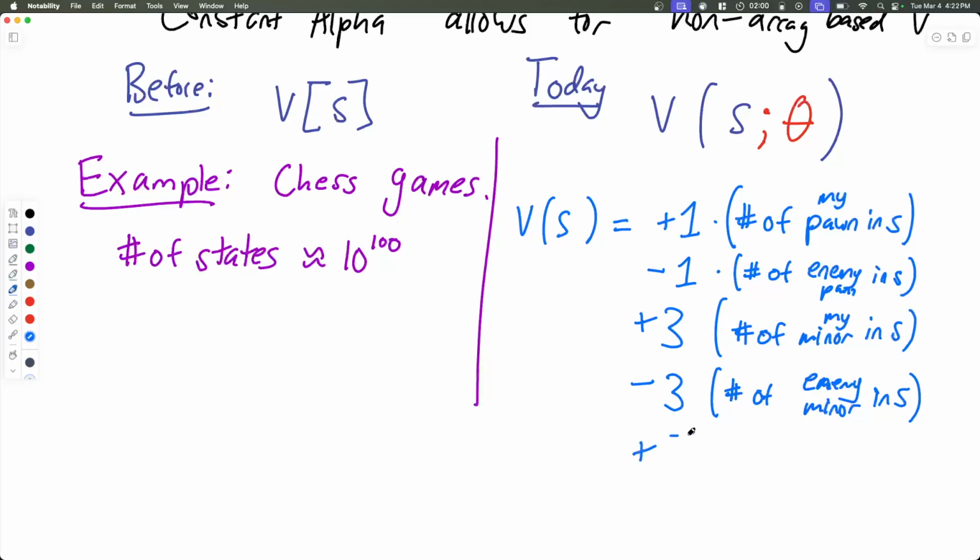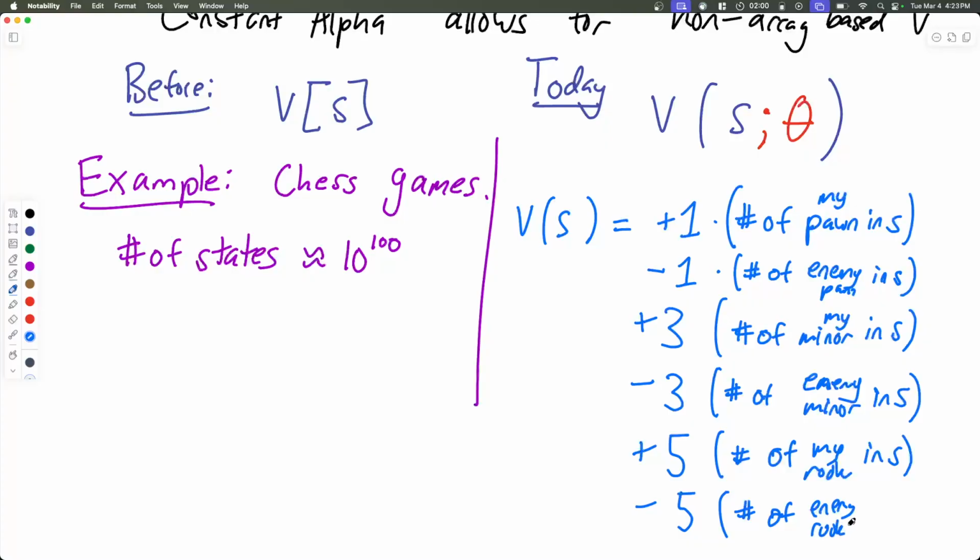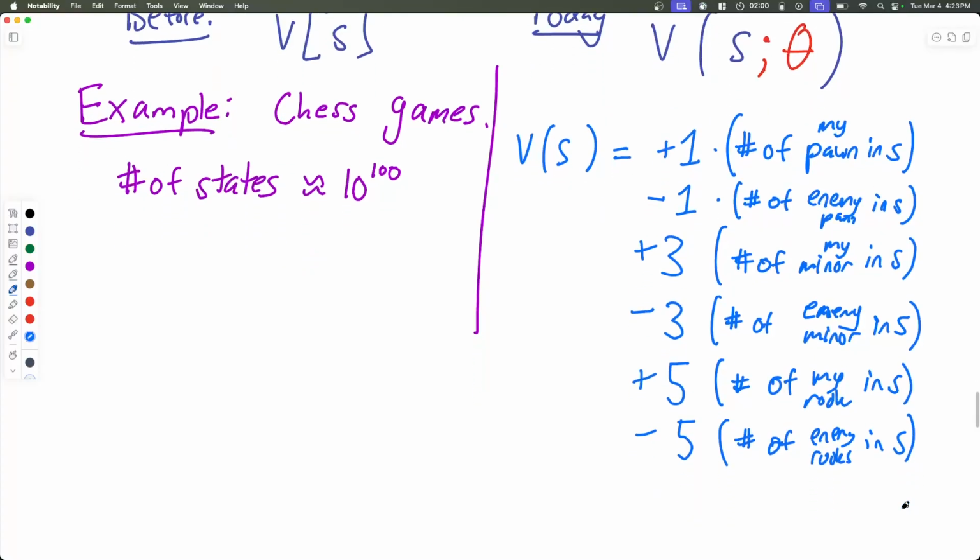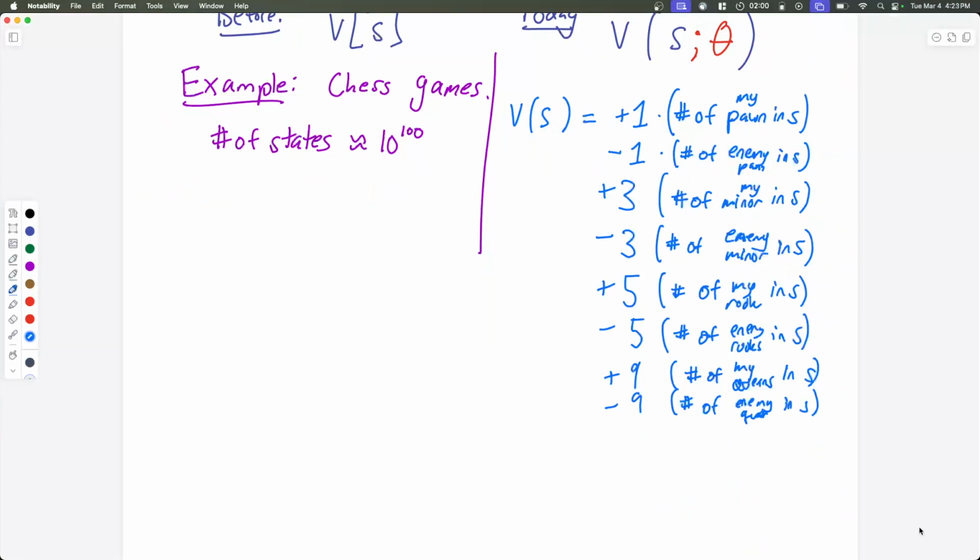So you'll get maybe +5 for rooks, number of my rooks in S, and -5 for number of enemy rooks in S. And then +9, say, for the queen, and -9. Do you have your queen? Number of my queens, and -9 for the number of enemy queens. It can be more than one if you promote your pawn into a queen. Number of enemy queens in S. So this is a nice, very simple function.